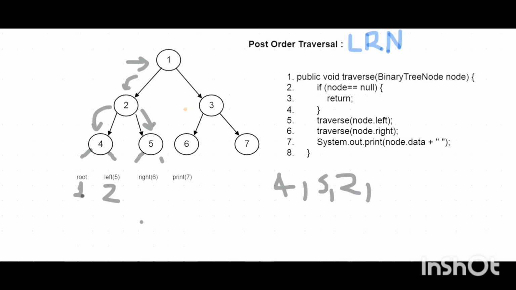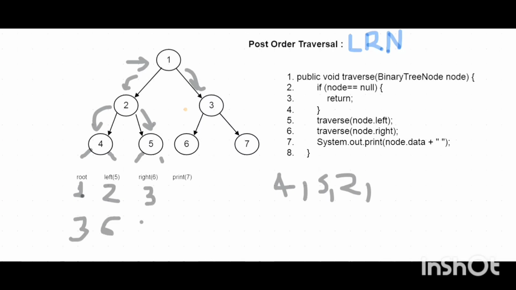We are done visiting the left side of node 1. Now we'll move on to the right side of node 1. On the right side, we have node 3. From line number 6, node 3 will be passed to the traverse method. And we'll be visiting node 3 now. Node 3 is not null. From line number 5, we will move on to the left side of node 3, that is node 6.